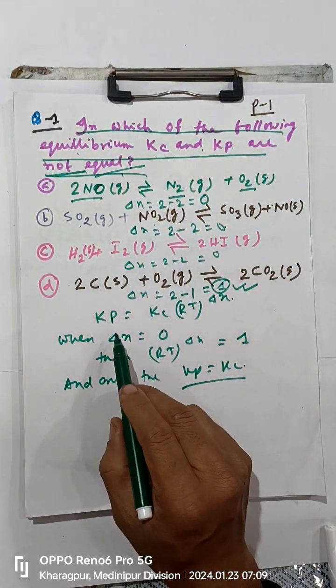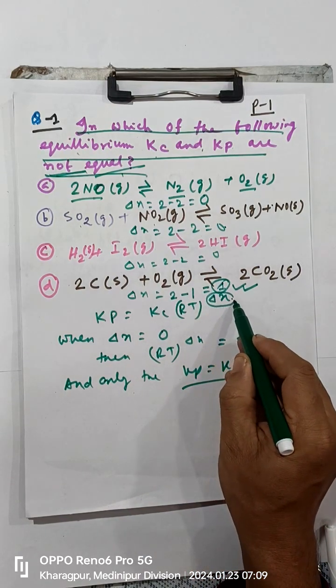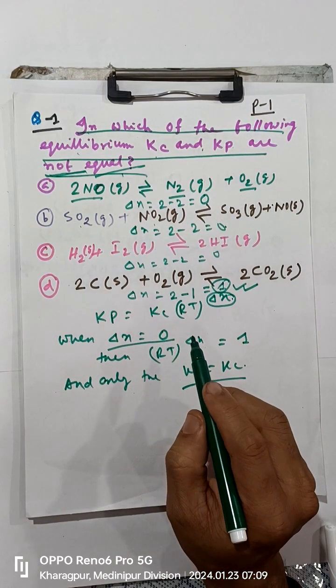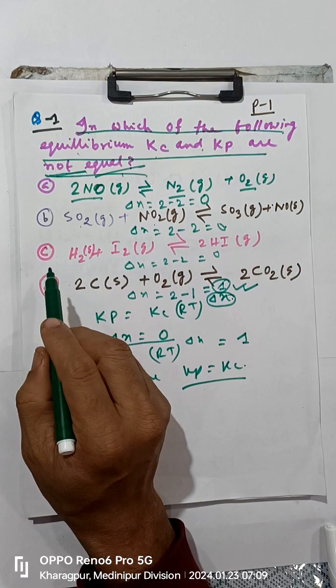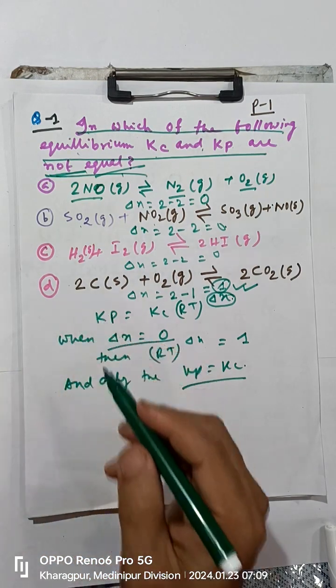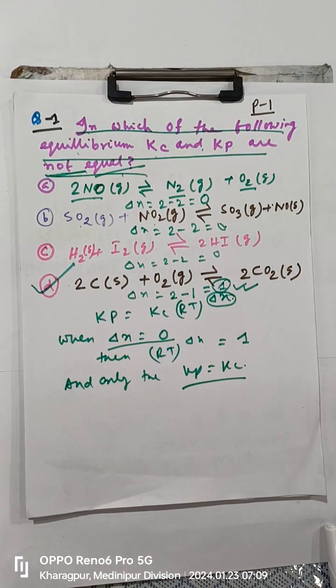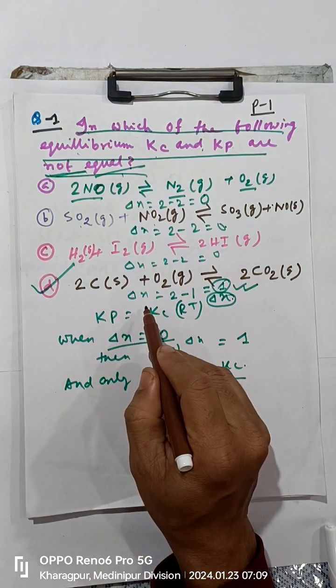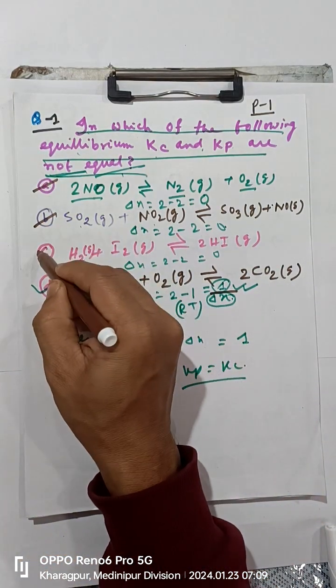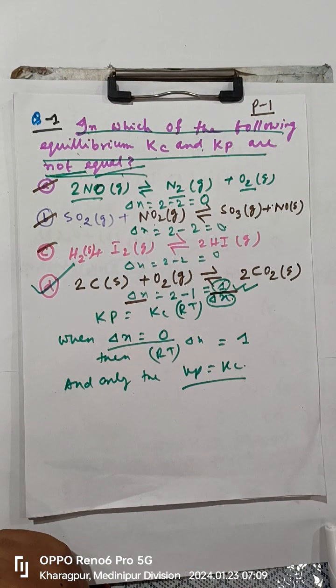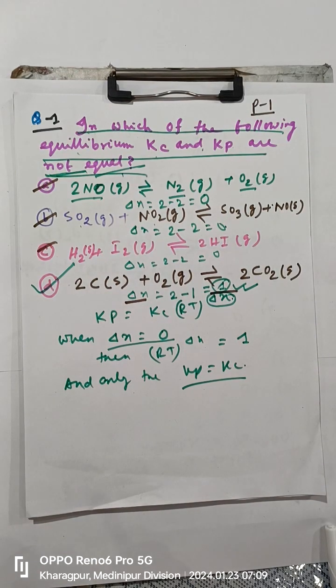Whatever we have seen here, if Kp and Kc become equal, then delta N must be equal to 0. If it is not equal to 0, then Kp and Kc are not equal. So for question number 1, the correct option will be D, because only in reaction D does the delta N value become equal to 1. All three reactions A, B and C have the delta N value equal to 0, so for them Kp is equal to Kc. But for reaction D, Kp and Kc are not equal.